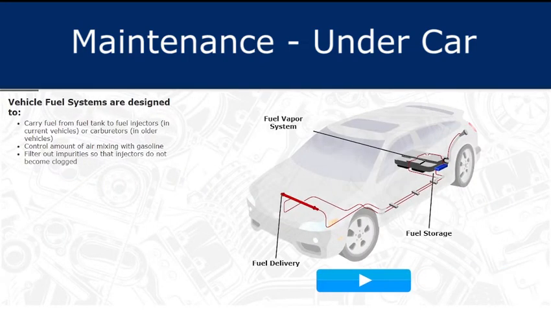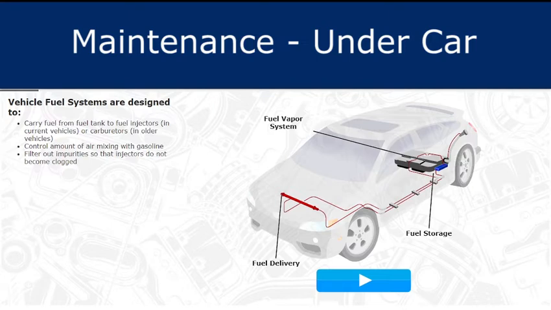The fuel system is designed to carry fuel from the fuel tank to the fuel injectors or carburetor. Current vehicles use fuel injection systems. The fuel injectors and carburetor control the amount of fuel that mixes with incoming air in an effort to maintain the ideal ratio, which is 14.7 parts air to 1 part fuel.